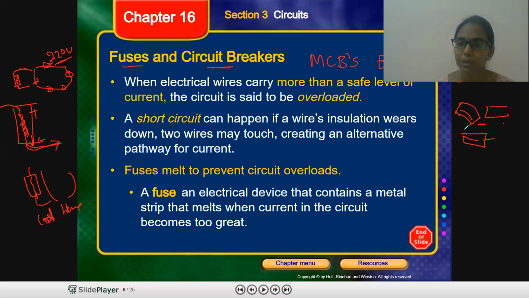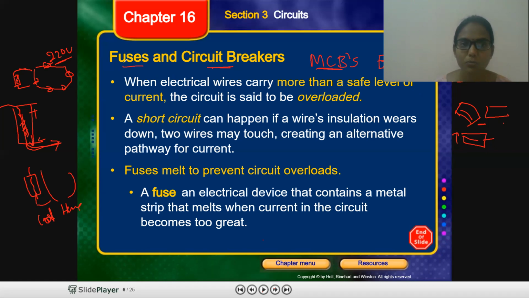Otherwise we need to replace the fuse. Like that, MCBs work as automatic on and off switches. MCBs work on the principle of a bimetallic strip, two metals, one is copper, the other iron. So what happens when high temperature comes, it bends, one above the other like this.